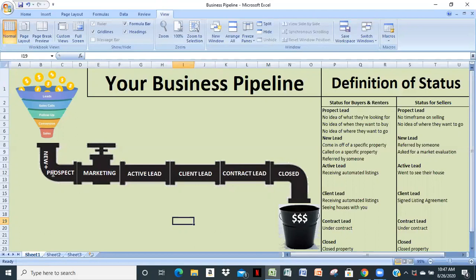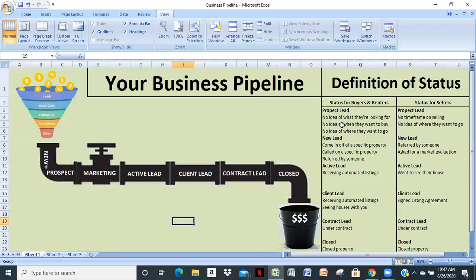So then what is the definition of these leads? What is the definition of all of these new statuses that we're talking about? In terms of a buyer, the prospect lead is right here. The prospect lead is that you have their information, you have their name, you have their phone number, you have their email address, or at least some piece of that. And then the idea is that they have no idea what they're looking for, okay? They have no idea when they might want to buy, and they have no idea where they want to go. Any one of those three would define a prospect lead.